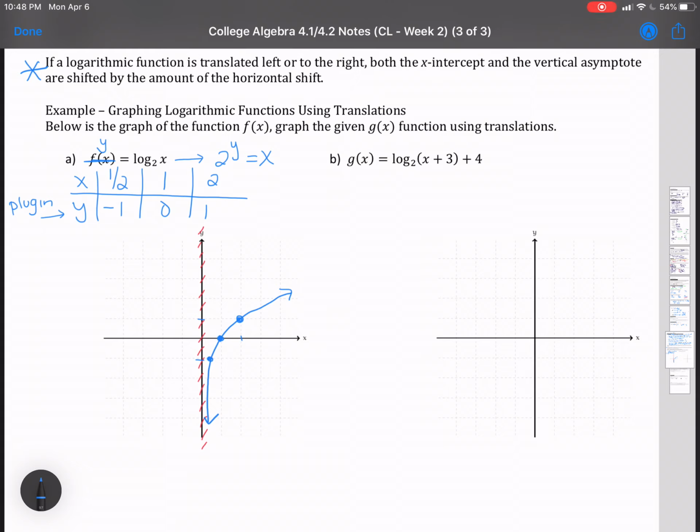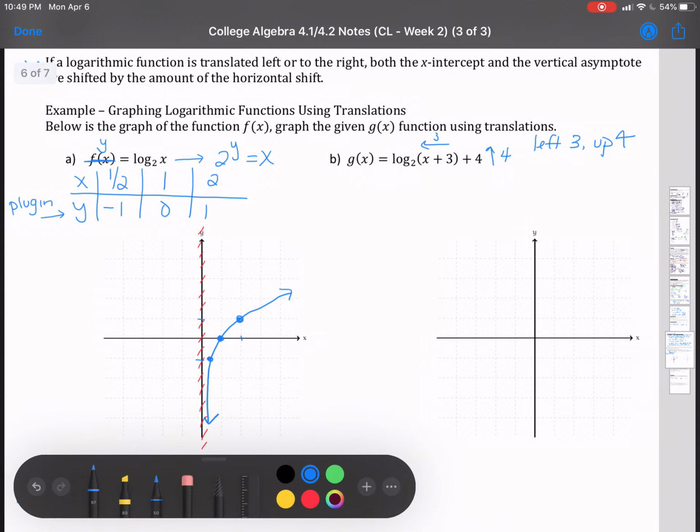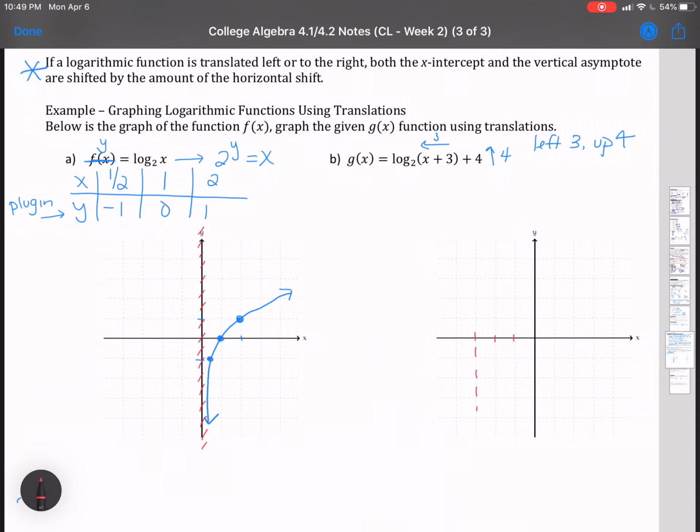So looking at B, we can say g of x equals log base 2 of (x plus 3) plus 4. Knowing that we have this general shape from part A, we can take that graph and shift it. Our translations say that we would move to the left 3 and then up 4. So our vertical asymptote is going to move to the left 3. I'm going to move our dashed line over.